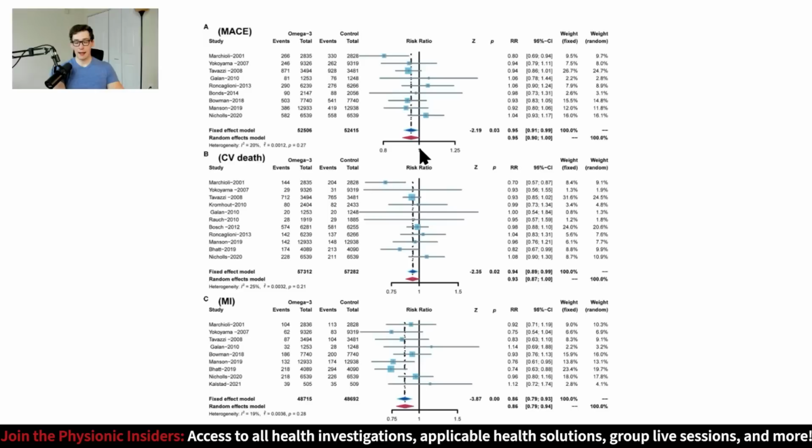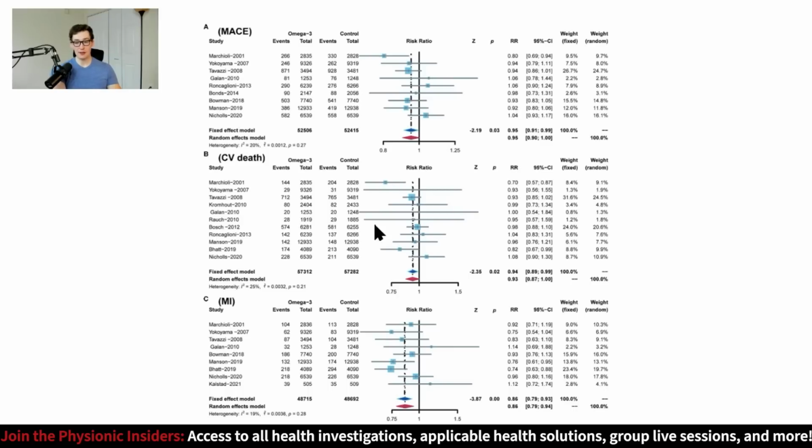Again, just as a reminder, if it moves to the left, that's a good thing for omega-3 fats, but we can't rely on just our eyes. We also have to look at the statistics. And it turns out the answer is yes, it is statistically significant. There is a benefit against MACE in lowering the risk of MACE. It's not huge. It's a small effect, but there is evidence indicating that it is a benefit.